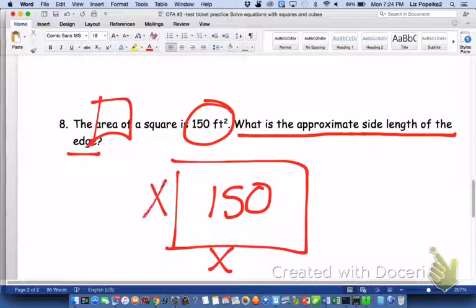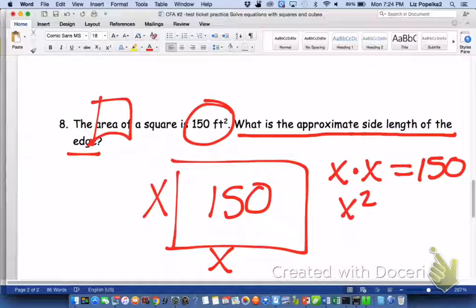So we know that in order to be able to find the area of a square, we do length times width or base times height. So in this case, it's going to be x times x. It's a square, which means the base and the height are going to be the same number. So x times x equals 150. Well, x times x is also written as x squared, because that's the same thing as x times itself twice.